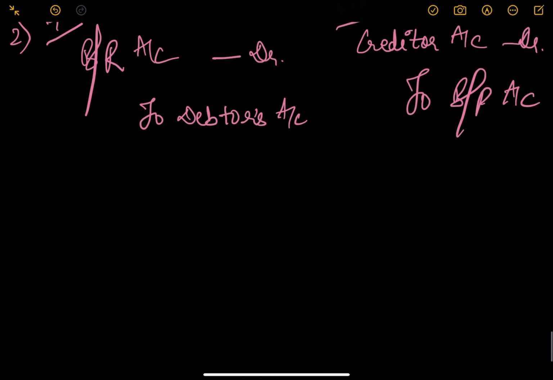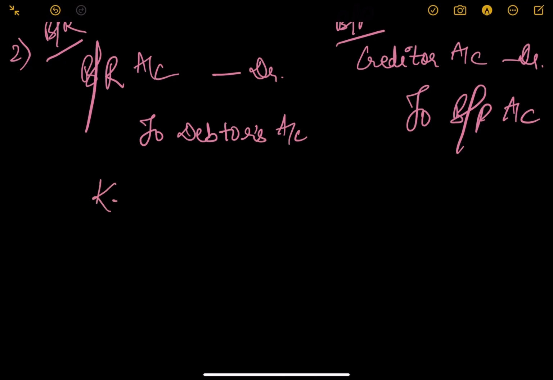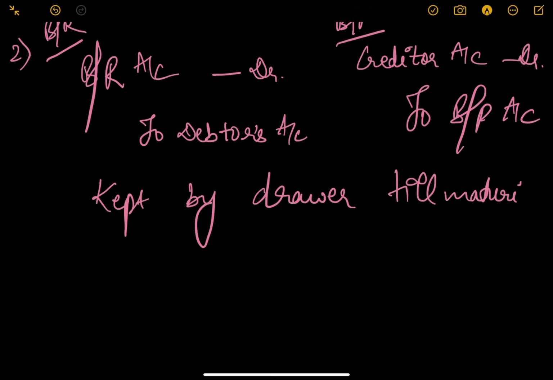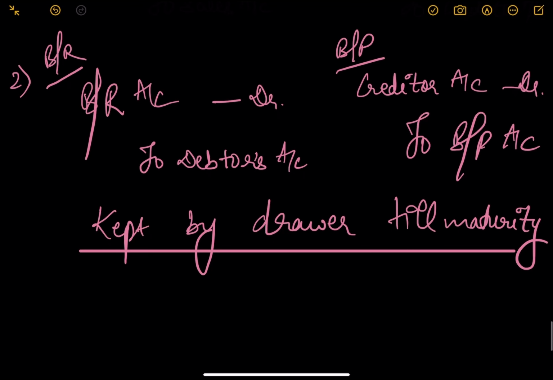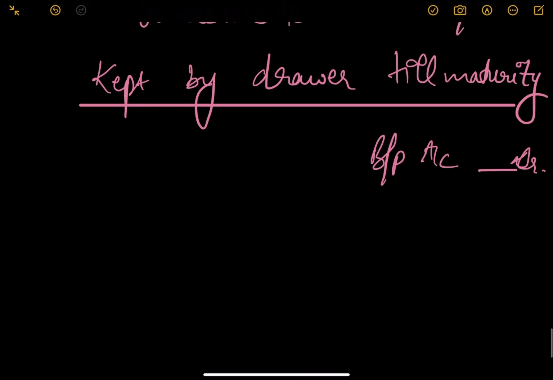Now let's take some situations. If it is kept by drawer till maturity, अगर उन्होंने ही इसको रखा maturity तक, तो definitely there will be payment of bills payable from the side of your debtor. तो पेमेंट करने के लिए they are going to reduce their liability. Bills payable is their liability. Liabilities have credit balance. To reduce it, you are going to write bills payable account debit to bank account, if you are making payment.